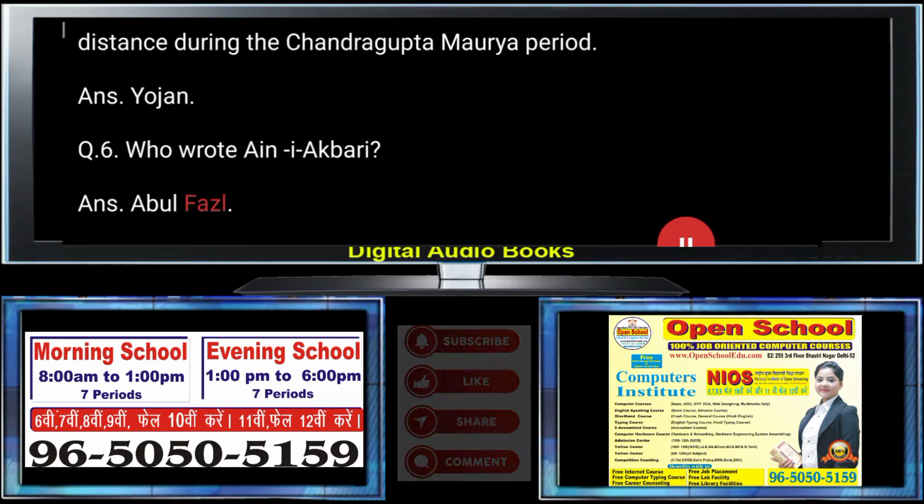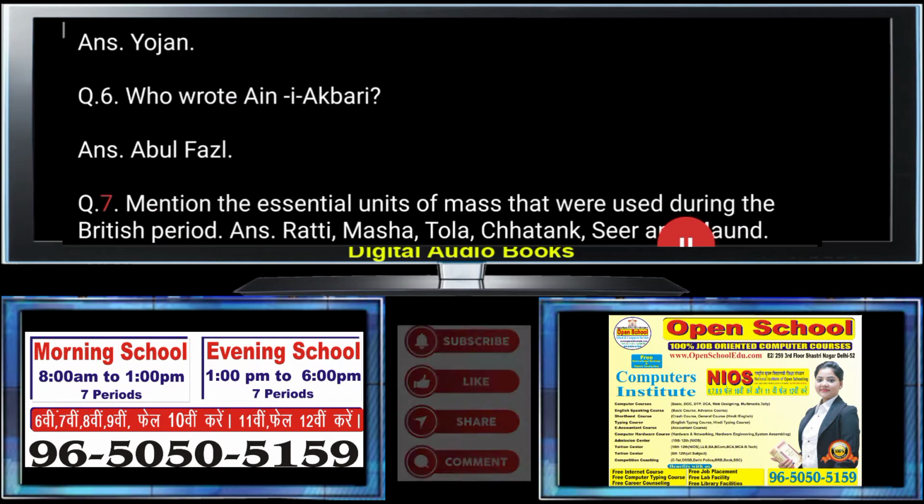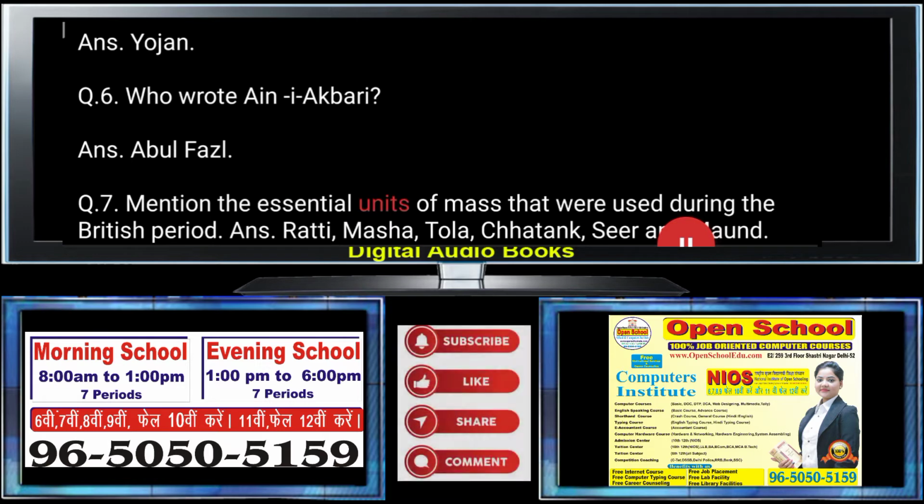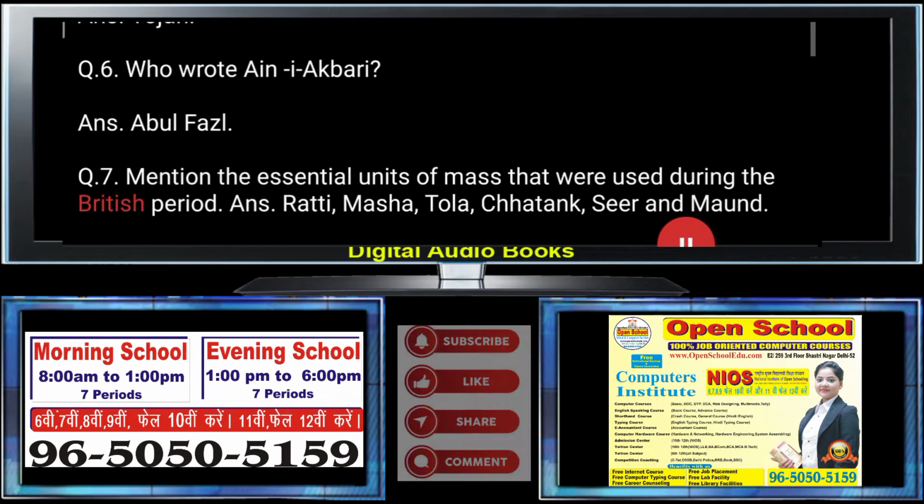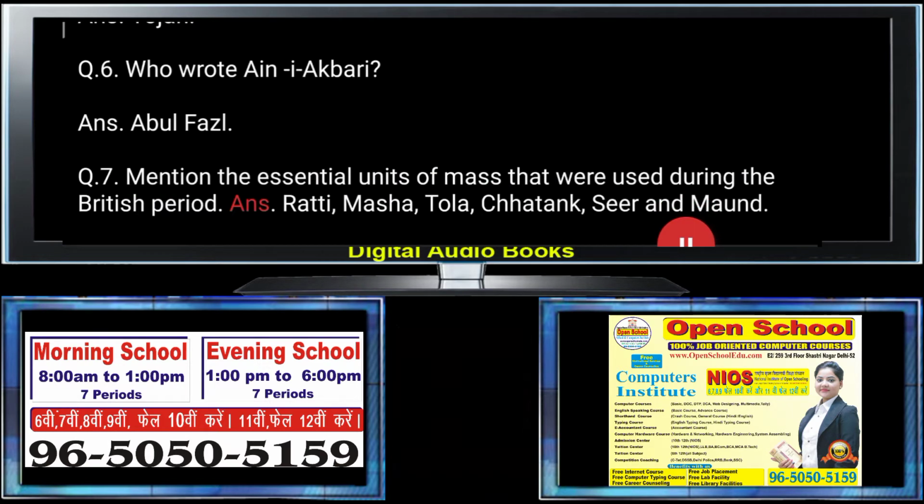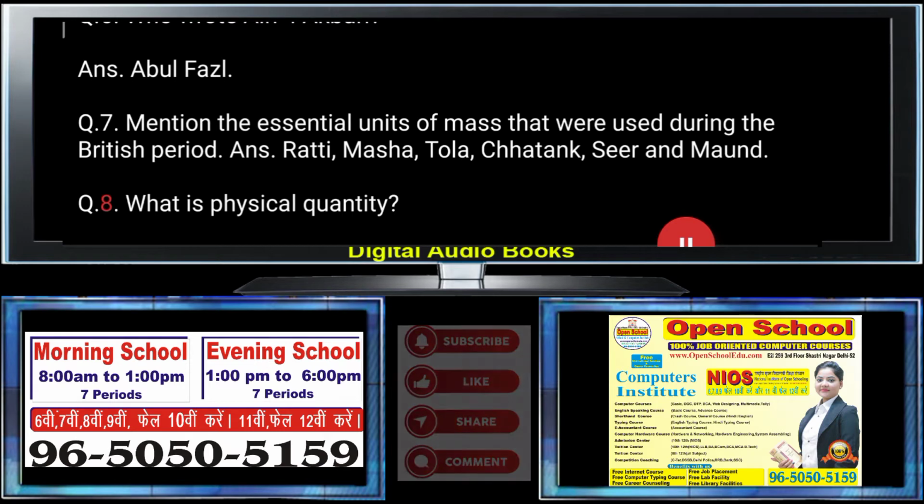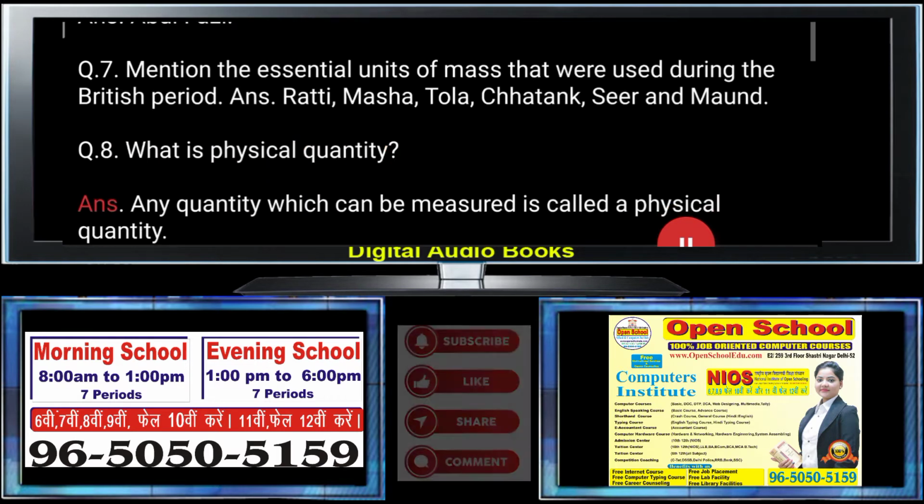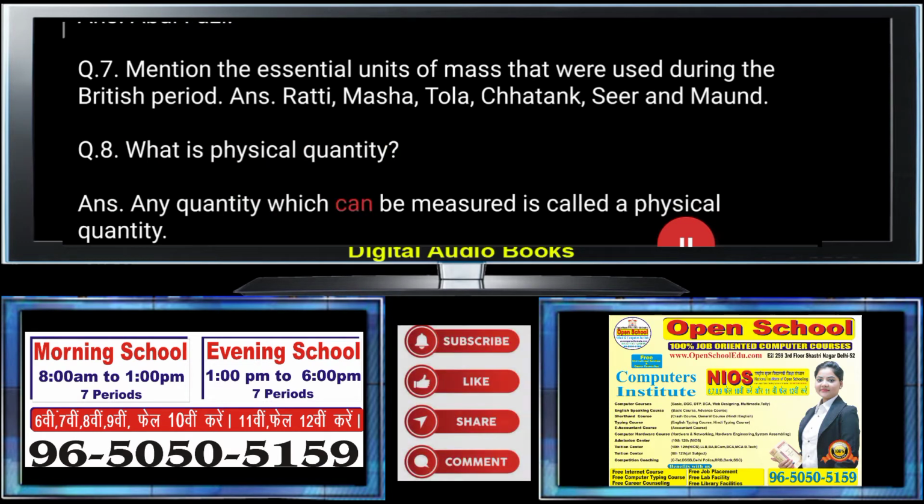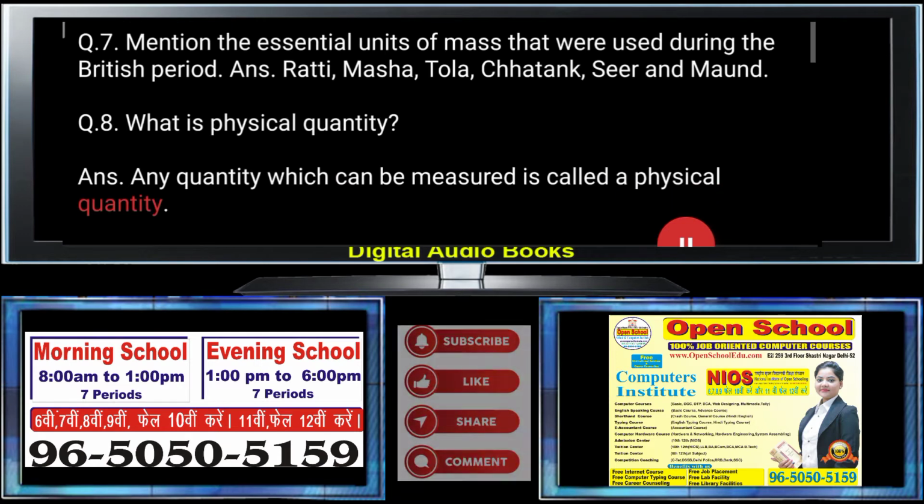Ans. Abul Fazl. Q. 7. Mention the essential units of mass that were used during the British period. Ans. Ratti, Masha, Tola, Chhatak, Seer and Maund. Q. 8. What is a physical quantity? Ans. Any quantity which can be measured is called a physical quantity.